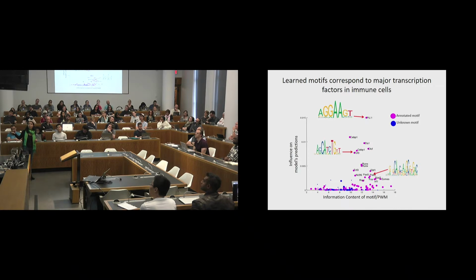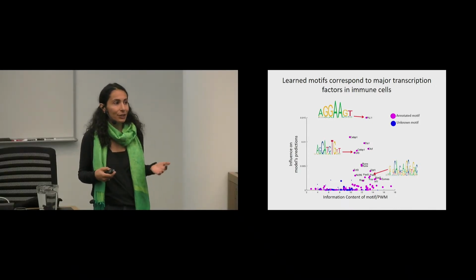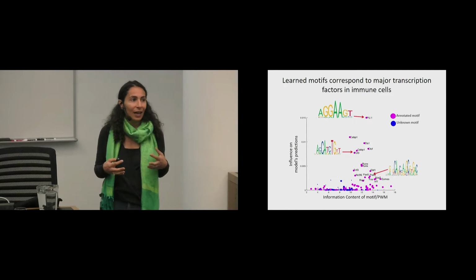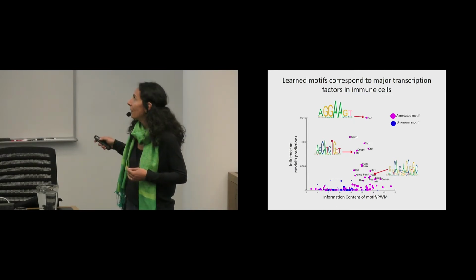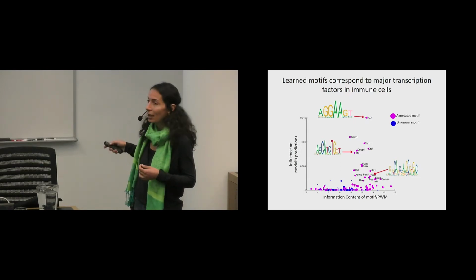And on the y-axis, I'm showing you what we call predictive influence, which is basically if we remove that neuron from the model, how much loss do we incur? So it's a measure of how influential that motif is for making predictions in our model. You see these motifs that we've learned, some of them have high influence, some of them have low influence.